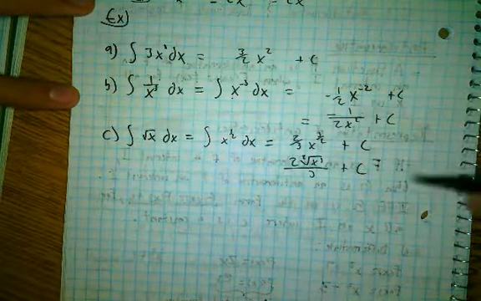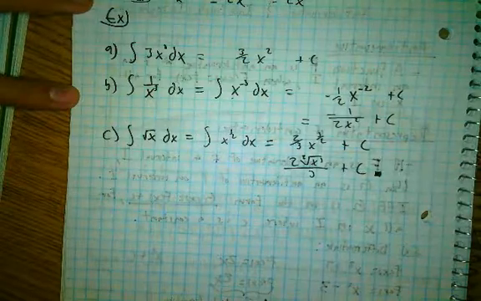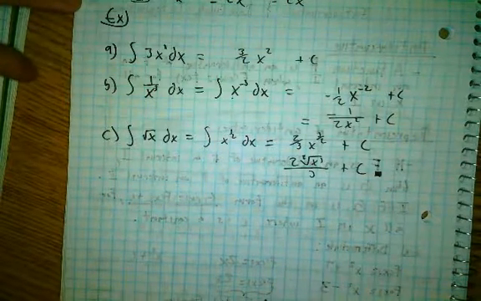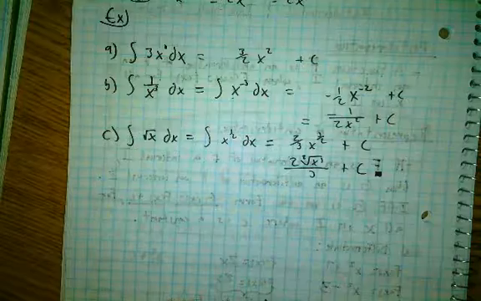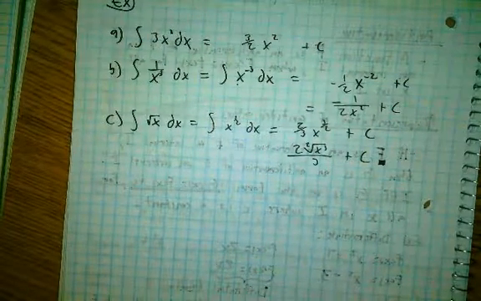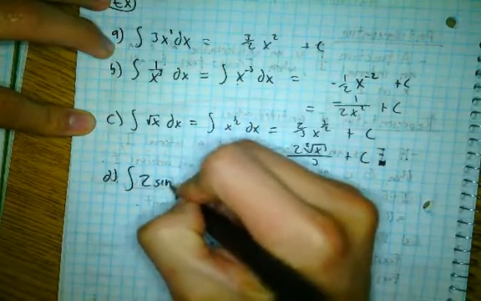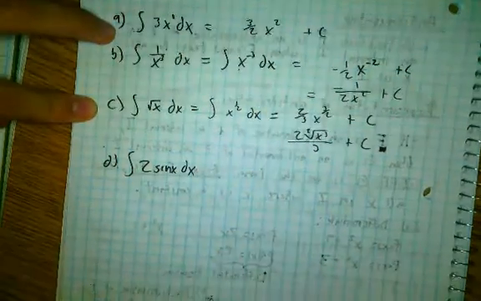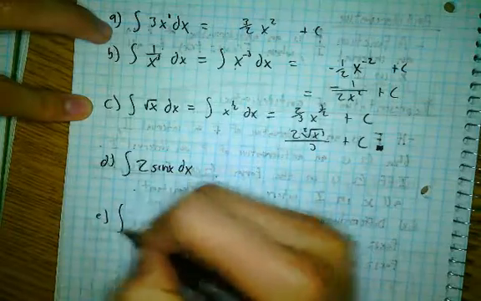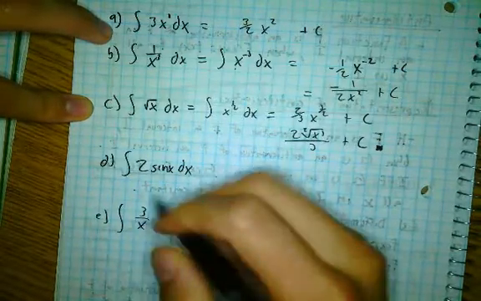How do we feel about this? Power rule backwards. It's just different. Different? Okay, then you try this one. Antiderivative of 2 sine x dx and antiderivative of 3 over x with respect to x. So try those two and then check your answer in just a second.